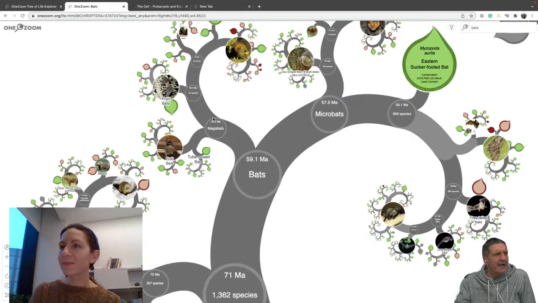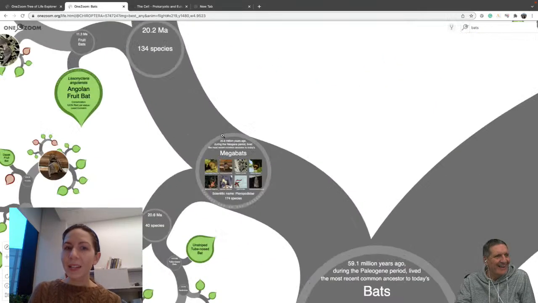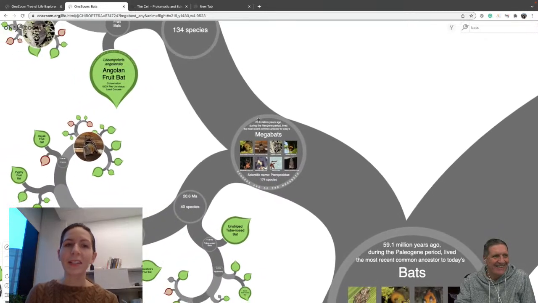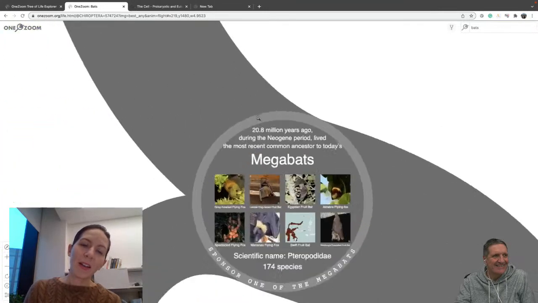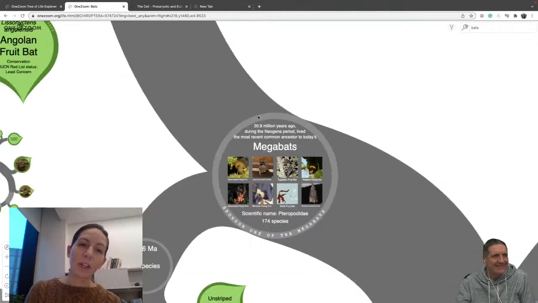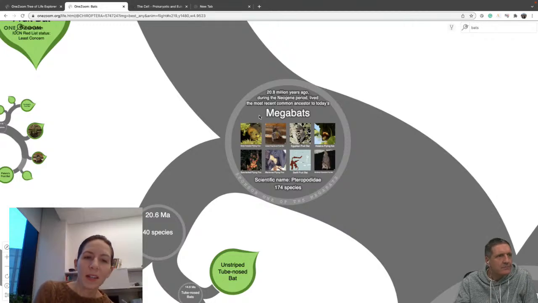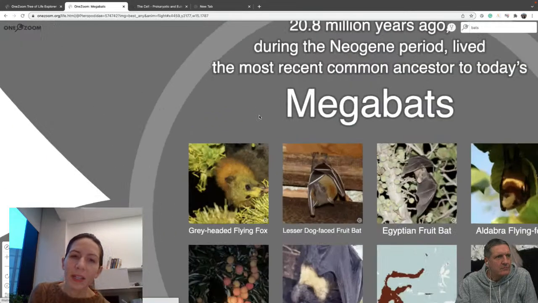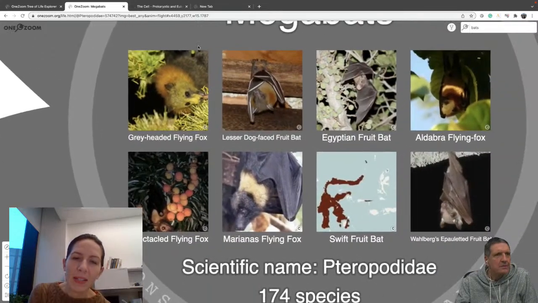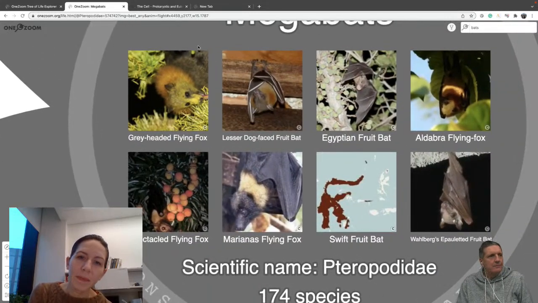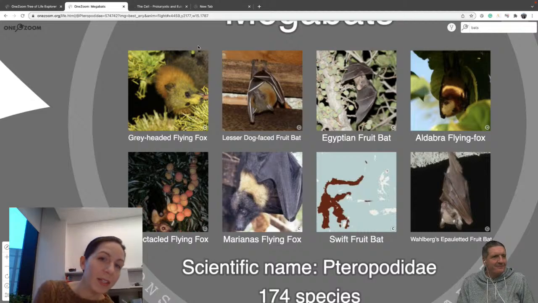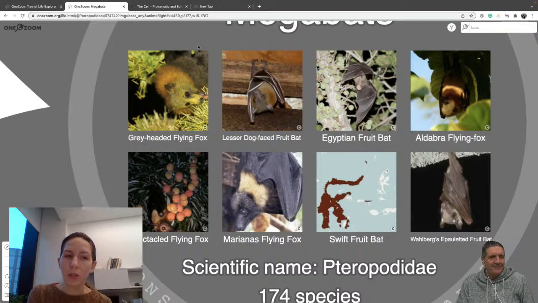You have something called the megabats. I didn't even know that. Yeah, megabats are species that are down in warmer areas like the tropics. They're just bigger in size. If you scroll in on them, you'll see in their pictures a bunch of bats that are eating fruit, and they have big wings: flying foxes, fruit bats. And they don't use echolocation.